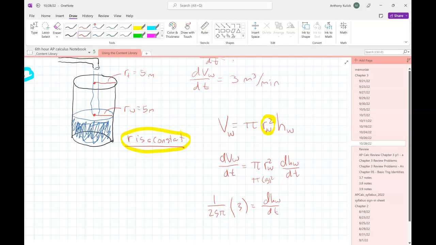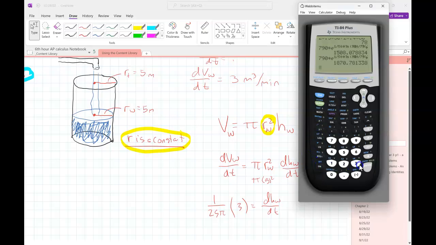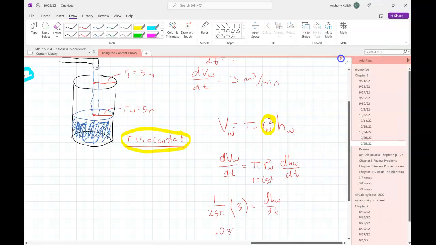and when I type that into my calculator, I get about... I don't have this one written down on my notes. Of course not, it's a homework problem. Just do it this way. 0.038. And what unit should I have on this? Meters per minute. And if you want to change the decimal point, I guess you could if you wanted to.